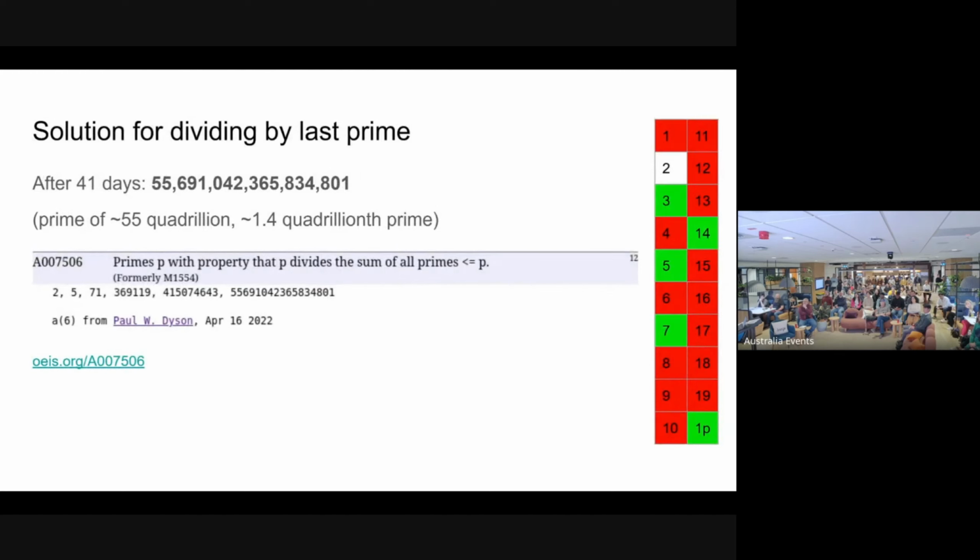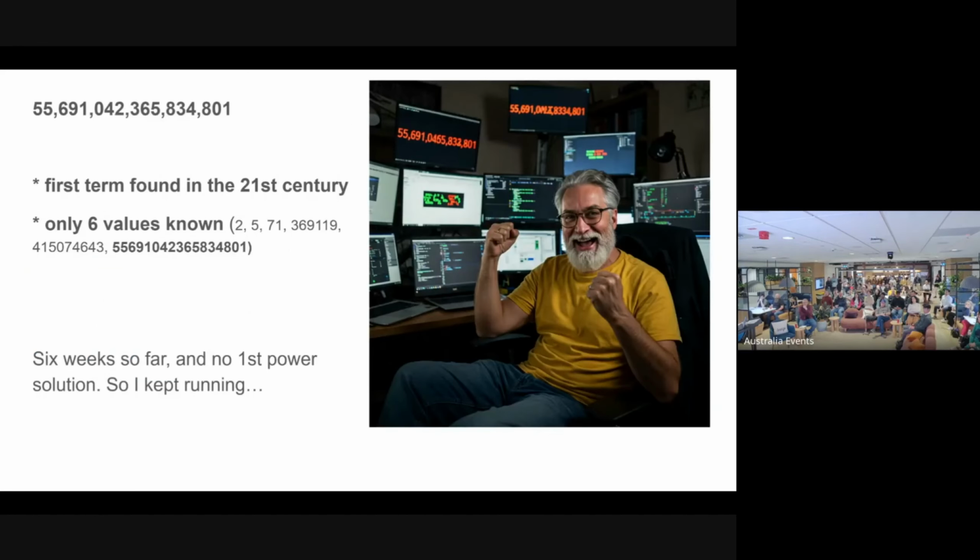And after 41 days, I found a solution for this other type that I was talking about, where you divide it by the last prime. It was a 1.4 quadrillionth or so prime number, around 55 quadrillion. I've got it there. This is one of the ones I'm most proud of because it was such a big number. Only 6 values were known, and it's the first time one was found in the 21st century. So I was very happy to find that one.